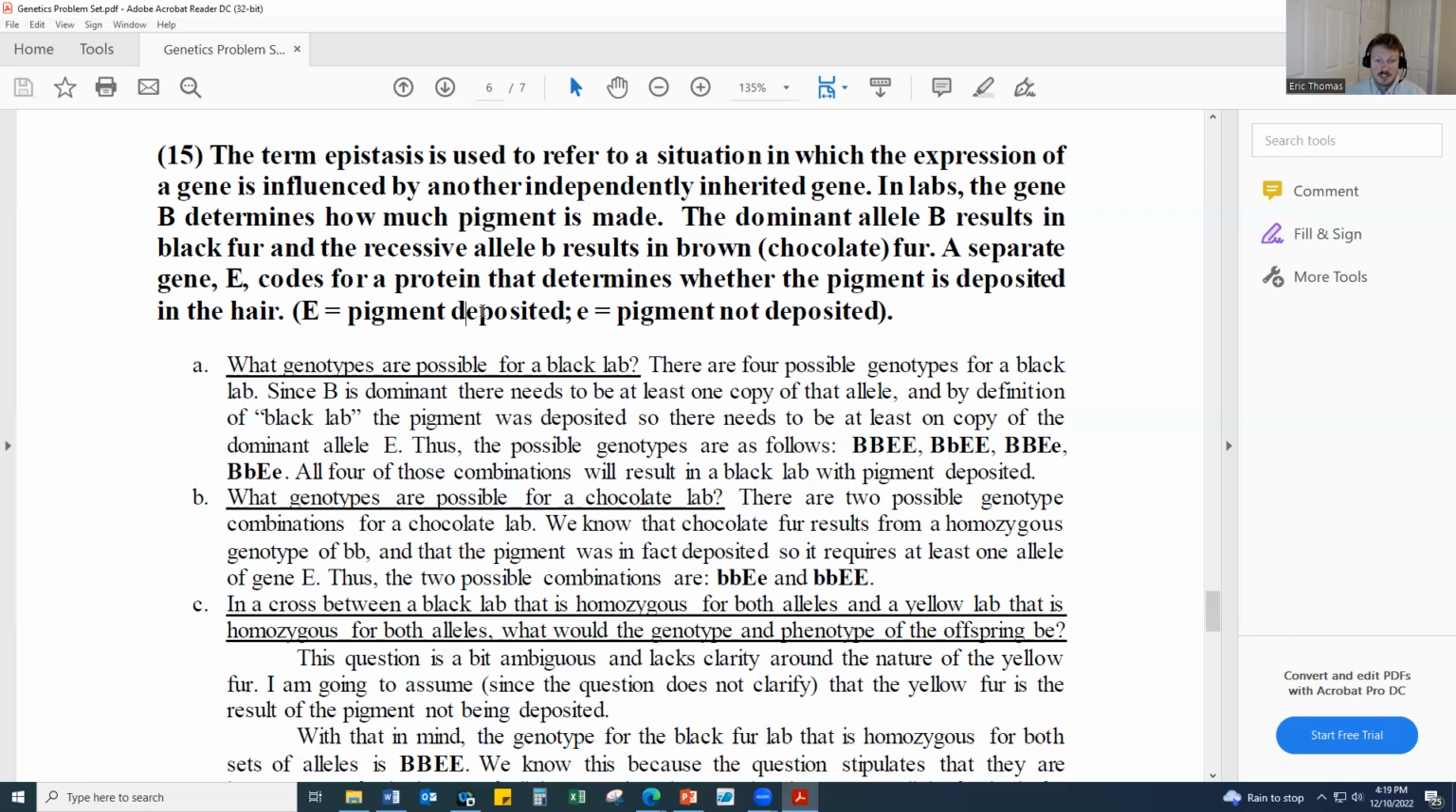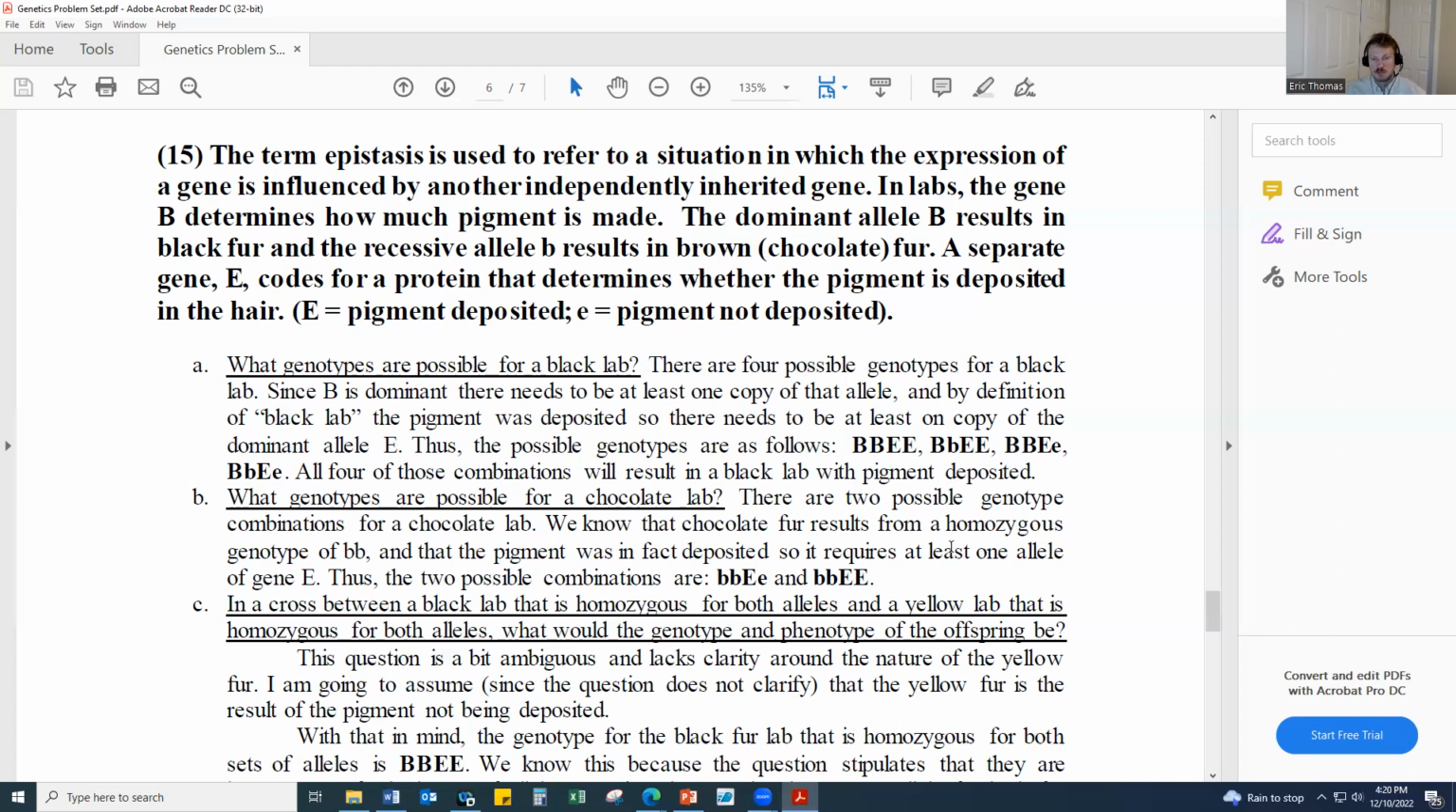Since B is dominant, there needs to be at least one copy of that allele. And by definition, a black lab means that the pigment was deposited. So there needs to be at least one copy of the dominant allele E. And so because we're talking about dominant, the genotype could be both capital B, capital E, or it could be capital B, lowercase b, and capital E, lowercase e. And so you have, given that, 4 possible combinations, and I've written them out here.